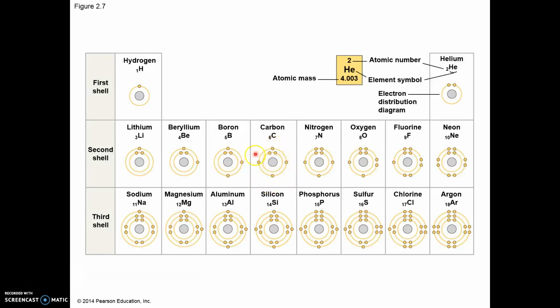Carbon, we have 4 in the outer shell. Nitrogen, we have 1, 2, 3, 4, 5 in the outer shell, 6 in the outer shell, 7 in the outer shell, and at neon, we have 8 in the outer shell. 8 is the maximum that you can fit into the second shell.